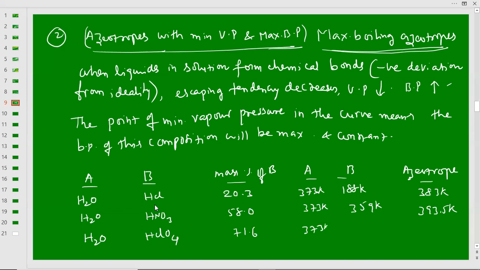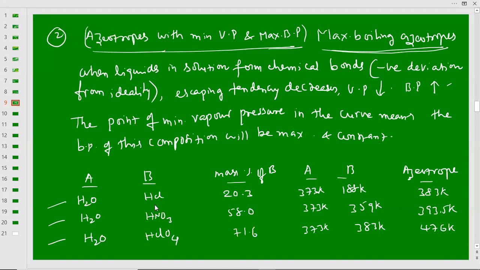While the boiling point of perchloric acid is 383 Kelvin, notice that 476 is very strong bonds forming here. That azeotrope's boiling point is 476 K. So in that way, notice that these are the maximum boiling azeotropes. These are called maximum boiling azeotropes. So understand what are maximum boiling azeotropes?